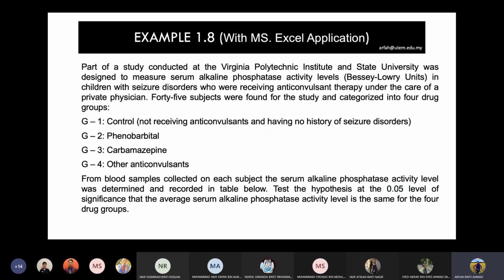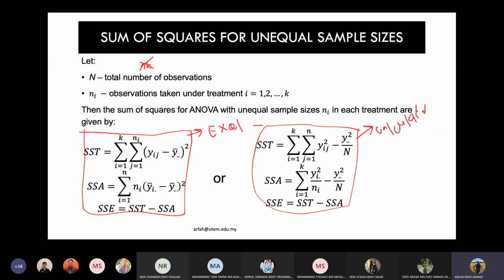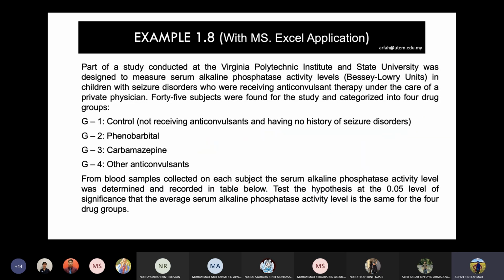Okay. So, kita nak tengok example untuk analysis of variance with unequal sample size. Example 1.8 and we are going to try this example with Microsoft Excel application. Okay. So, part of a study conducted at the Virginia Polytechnic Institute and State University was designed to measure serum alkaline phosphatase activity level, that is basically lower units, in children with seizure disorder who were receiving anticonvulsant therapy under the care of a private physician.